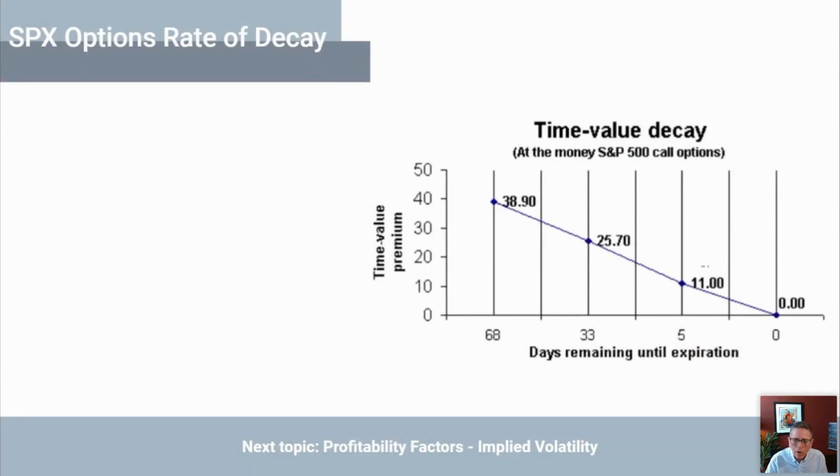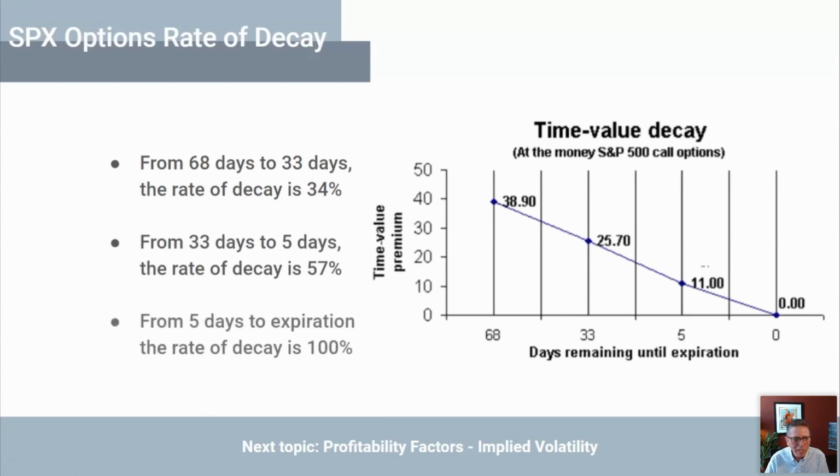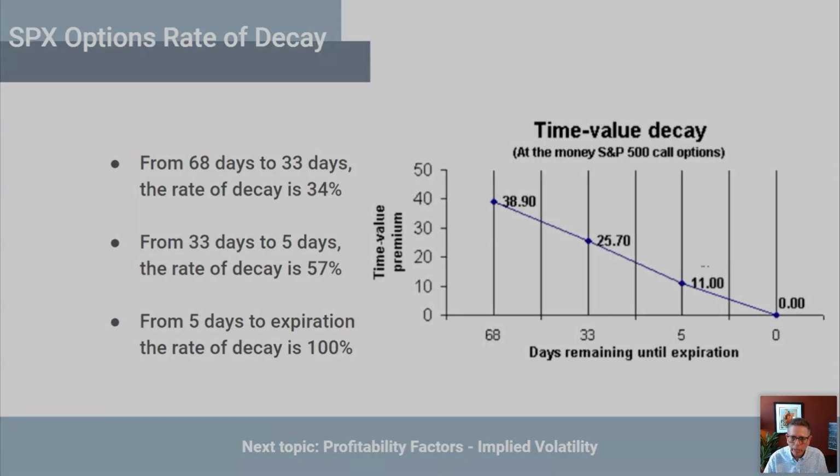Okay, so options decay from 68 to 33 days, the rate of decay is 34%, 57% from 33 days to 5, and 5 days to expiration. And we are trading 1DTE, so it's even faster, a little bit more than 0DTE. In any case, it's a great trade for an overnight trade because there's no overnight risk on this trade because you can close it out in the middle of the night if you need to.